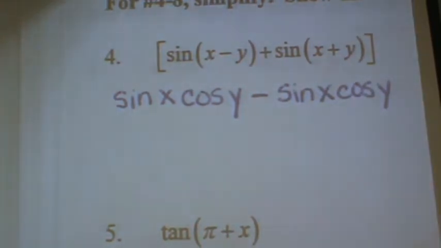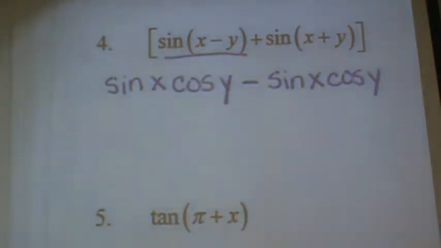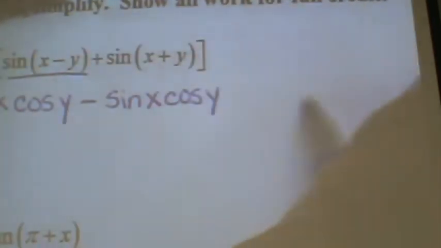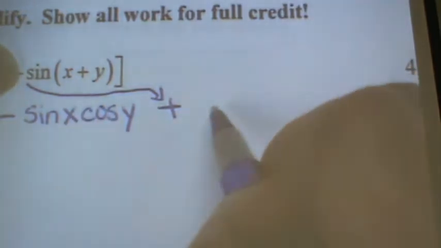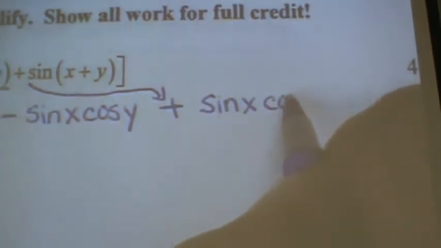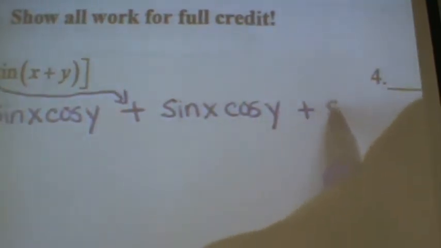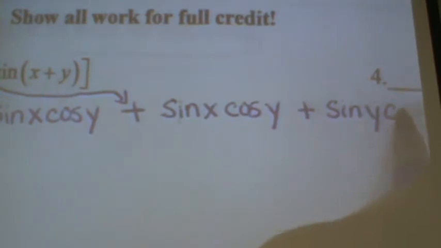Everybody with me on that? That's this. I just wrote those two. Now plus. That's this plus sign right here. Now we want to break this one up. This one's going to be sine of the first angle times the cosine of the second angle. Same sign, sine of the second angle, cosine of the first.